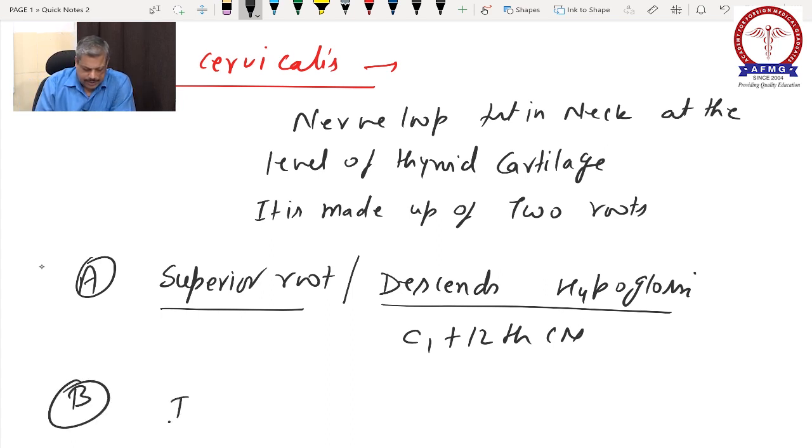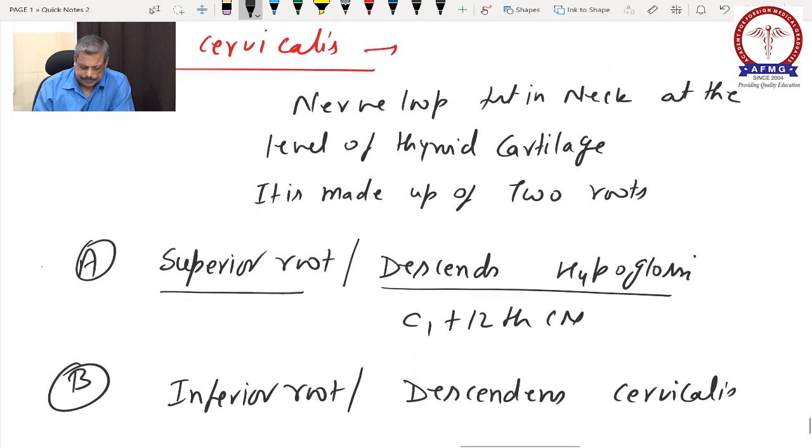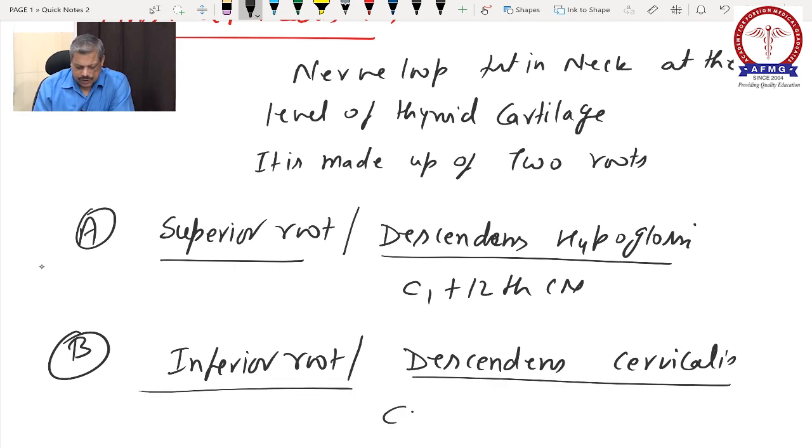The second is the inferior root of ansa cervicalis, which is also known as the descendens cervicalis. Descendens hypoglossi and descendens cervicalis. Root value is C2, C3. Now the point is how they form the ansa.